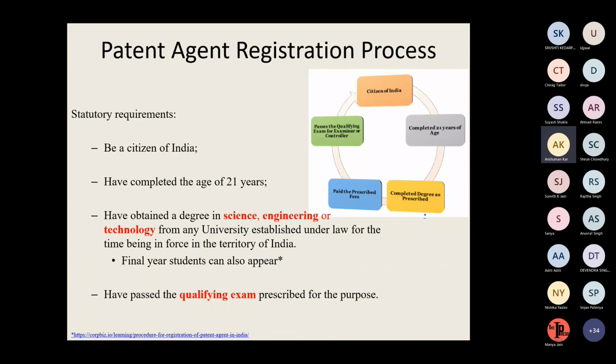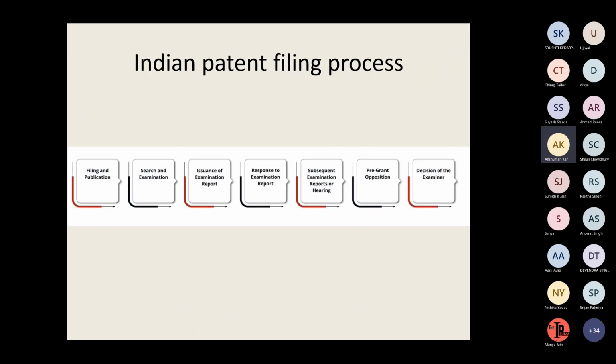The next slide, please. This is the last topic, which is the Indian patent filing process. So first, you have worked on your invention. Now you feel that it is at the stage of filing, so you get it filed, maybe as provisional or complete. The rest of the process will be performed only once you file the complete specification.